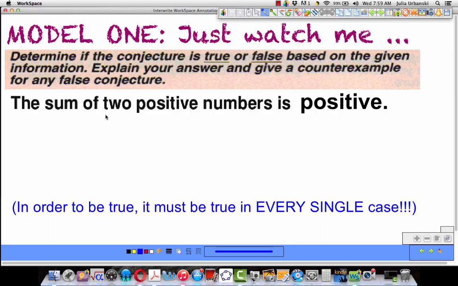So think about any two positive numbers that you know. A positive plus a positive. Is there ever a case where it's going to come out negative? Adding a positive plus another positive. No, it's always going to come out positive. So that case is true.